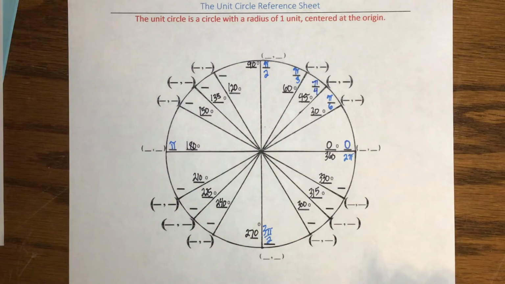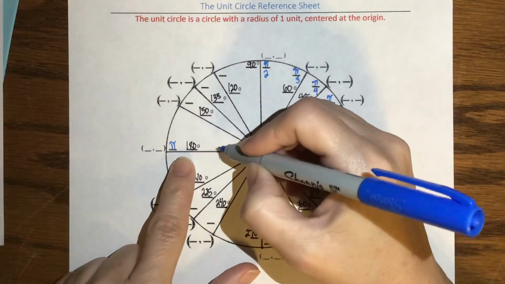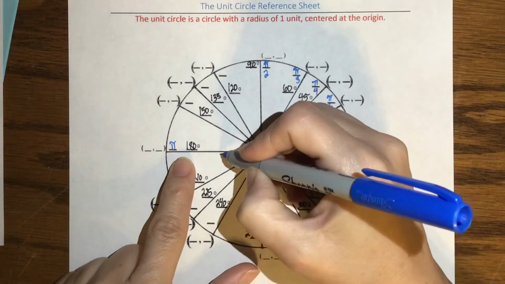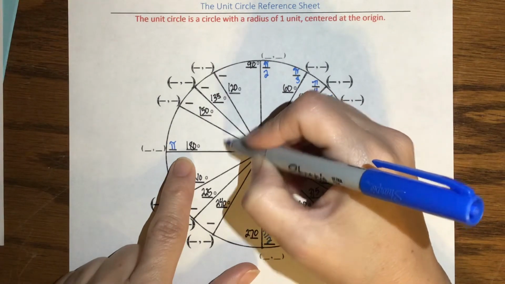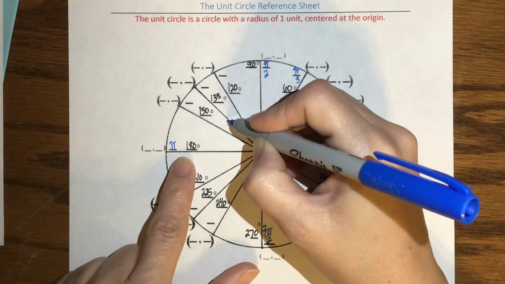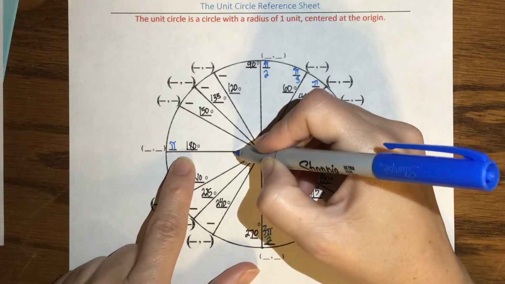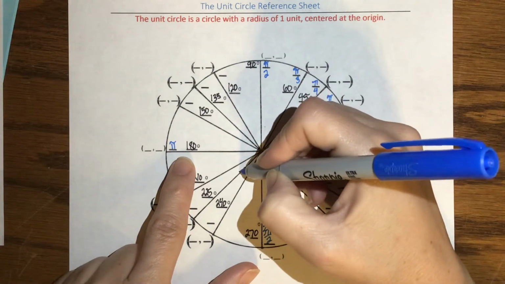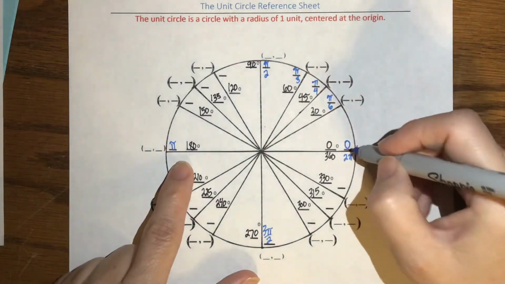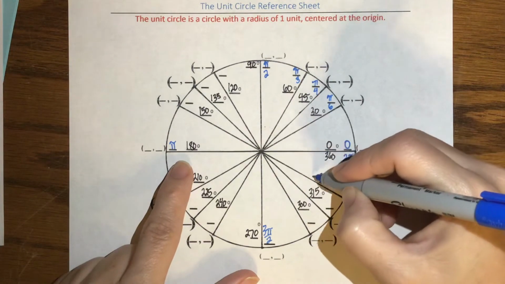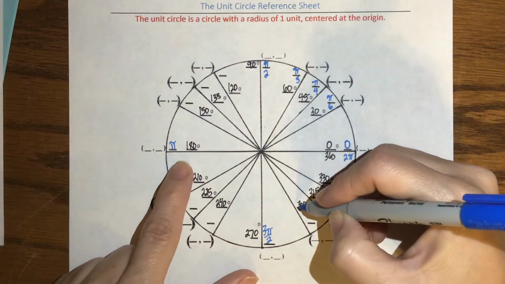Okay, now for my second quadrant, I am going to go and subtract. So this is going to be pi minus 30, or 180 minus 30, so pi minus pi over 6, pi minus pi over 4, pi minus pi over 3. For third quadrant, I'm going to add: pi plus pi over 6, pi plus pi over 4, pi plus pi over 3. And then for my fourth quadrant, I'm going to subtract: 2 pi minus pi over 6, 2 pi minus pi over 4, 2 pi minus pi over 3.